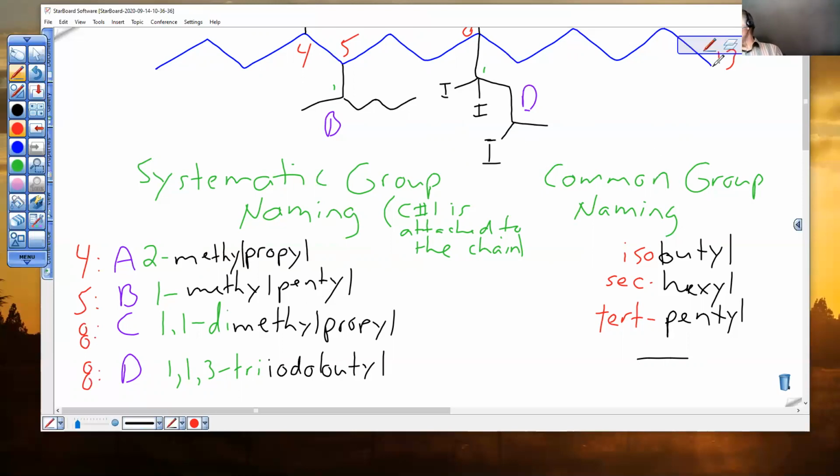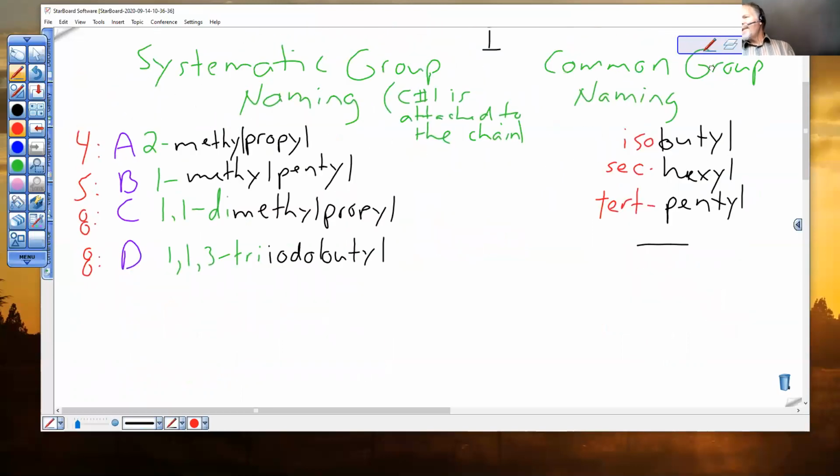I just need to remember it's 13 carbons, tridecane. Let's name it using the systematic group name and then rename it with the common group names, but we're going to have to switch to the systematic for the last one. I don't know if I can get the systematic name on one line. I'm going to assume I can't. I left enough room for 2 lines.